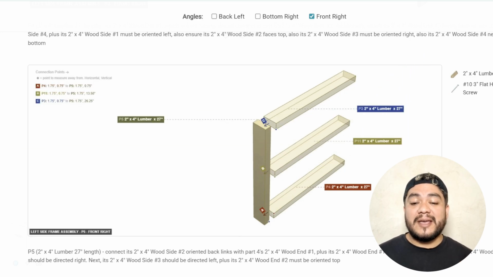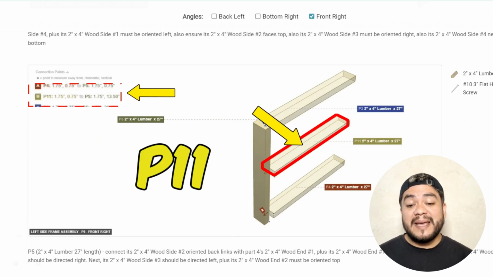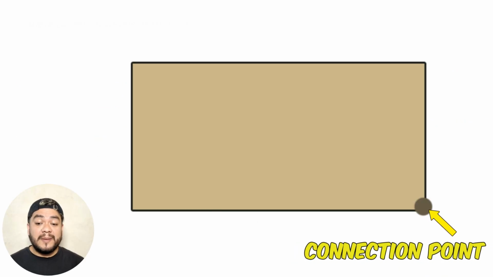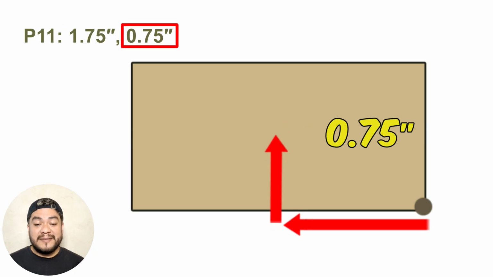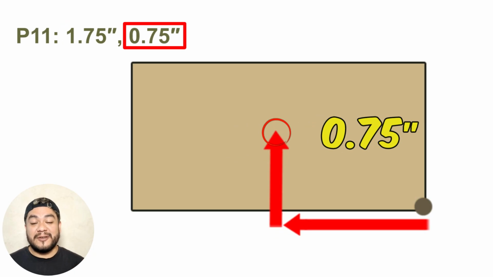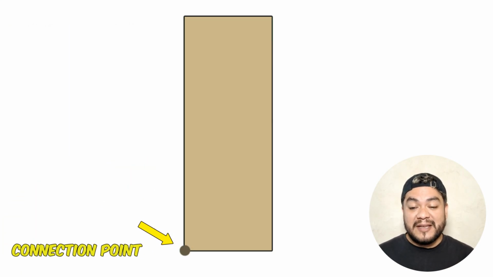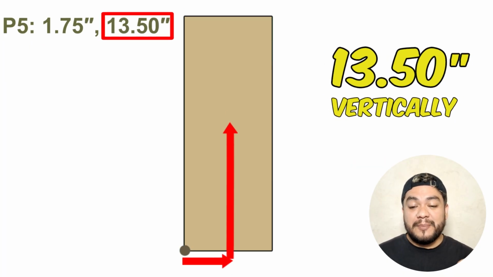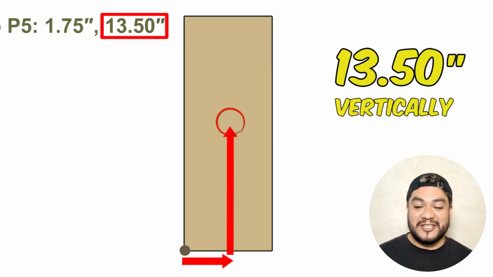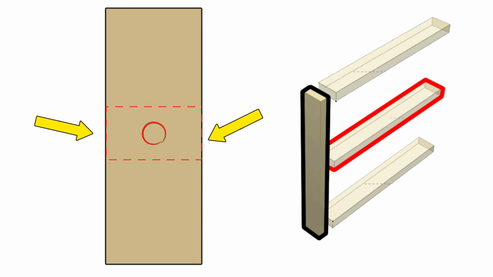With this information clear, now let's interpret a connection coordinate. For example, element P11. Its anchor point is 1.75 inches in the horizontal direction and 0.75 inches in the vertical direction from its connection point. This element connects with P5, whose anchor point is also 1.75 inches horizontally and 13.5 inches vertically from its connection point. By combining both coordinates, we get the anchor point for the two profiles.